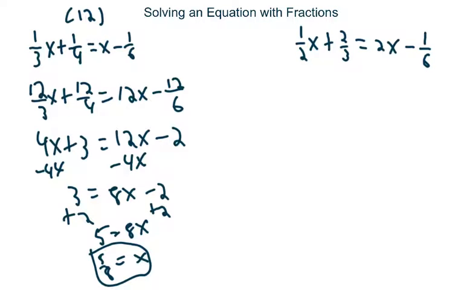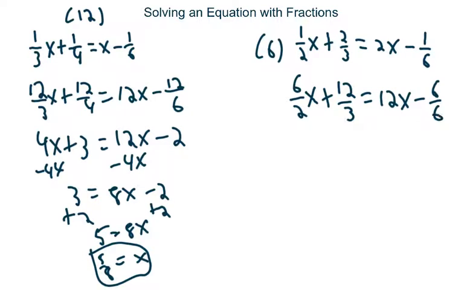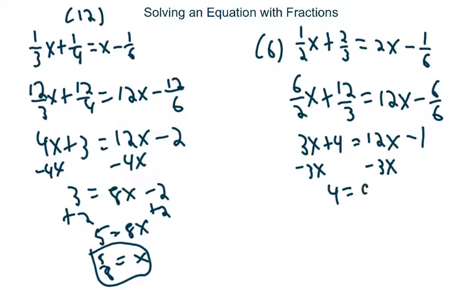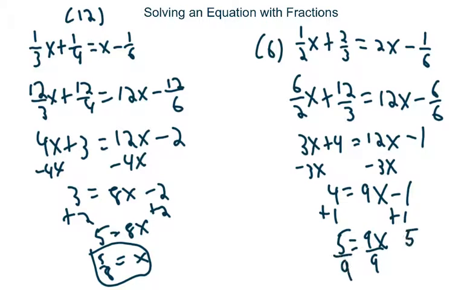For this one, you must multiply everything by 6. You have to get everything to a whole number. It'll be 6 over 2x plus 12 over 3 equals 12x, subtract 6 over 6. That will be 3x plus 4 equals 12x minus 1. Subtract 3x from both sides. 4 equals 9x minus 1. Add 1. 5 equals 9x. Then you divide both sides by 9. And that would be 5/9 as your answer.